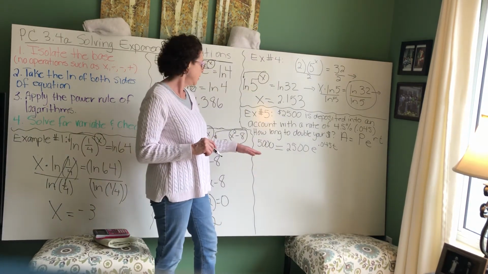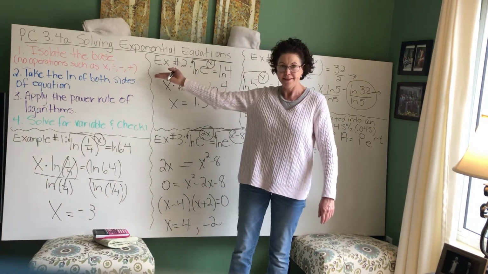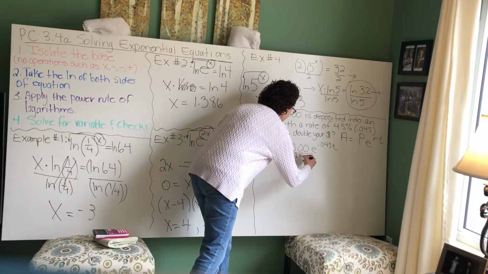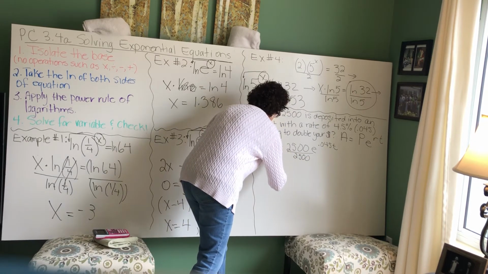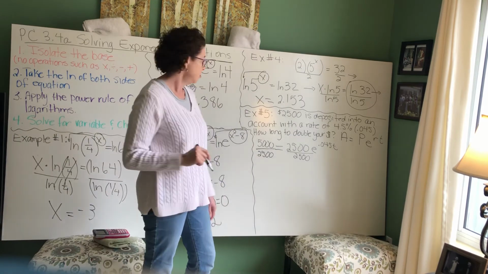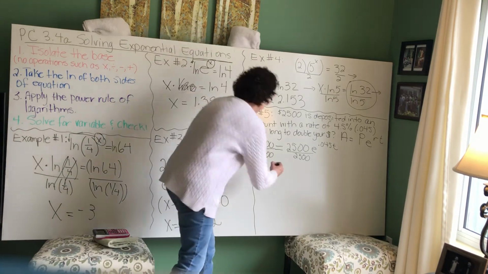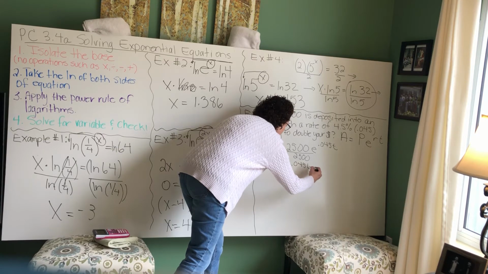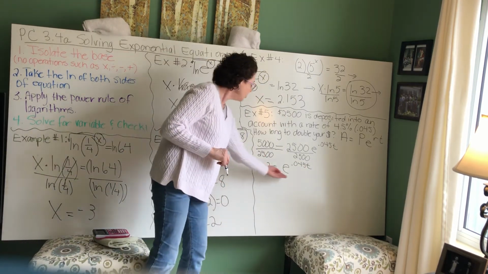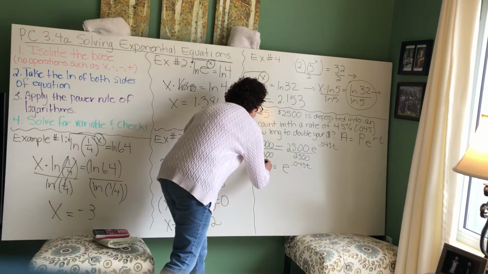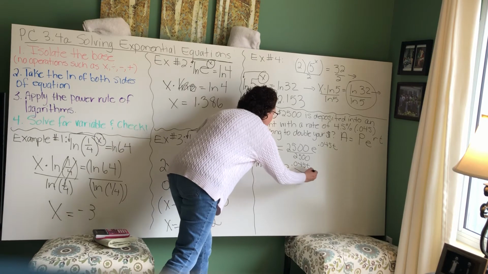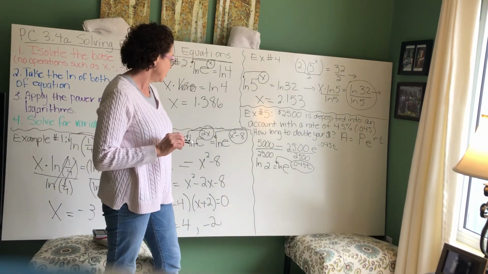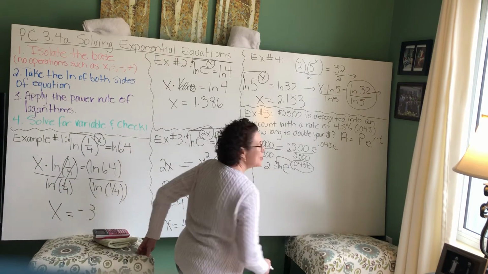This looks a little bit more complicated, but you know we need to isolate the base, right? So we're going to divide both sides by 2,500. And of course we're going to get a 2 on the left because we doubled our money. There we go. The next thing we're going to do is take the natural log of both sides, which allows us to bring our exponent out front and multiply it. I think I'm going to have to get lower on the board here.